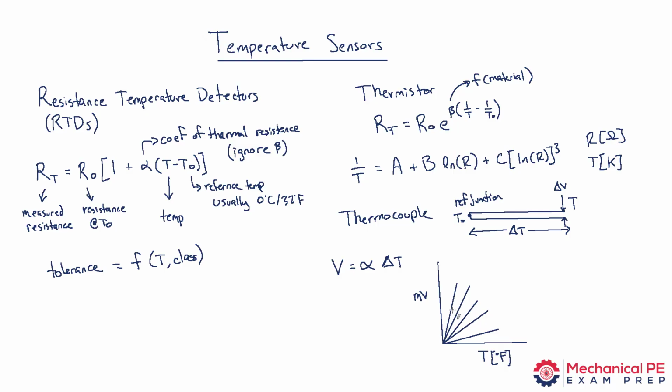I'm looking at one that has tungsten and a tungsten alloy, and it's got a bit of a curve to it. But for the most part, these are predominantly linear relationships. So the fundamental principle holds up, and the voltage measured is proportional to the difference in temperature that we're measuring. So that's a quick overview of RTDs, thermistors, and thermocouples.